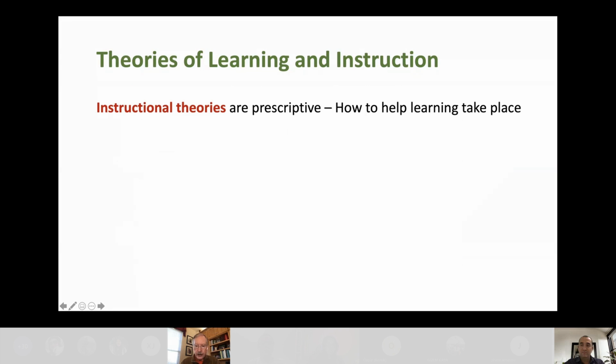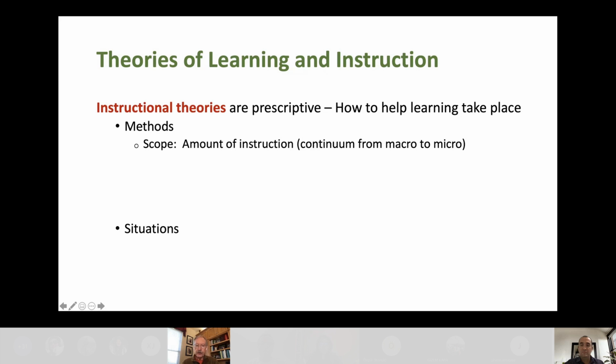Instructional theories, in contrast, are prescriptive about how to help learning take place rather than how learning takes place. And there's a big difference between those two. Instructional theories are made up of two major parts, methods and situations. Methods, of course, are what we use to help people learn. And the situations are indications about when to use each of those methods.